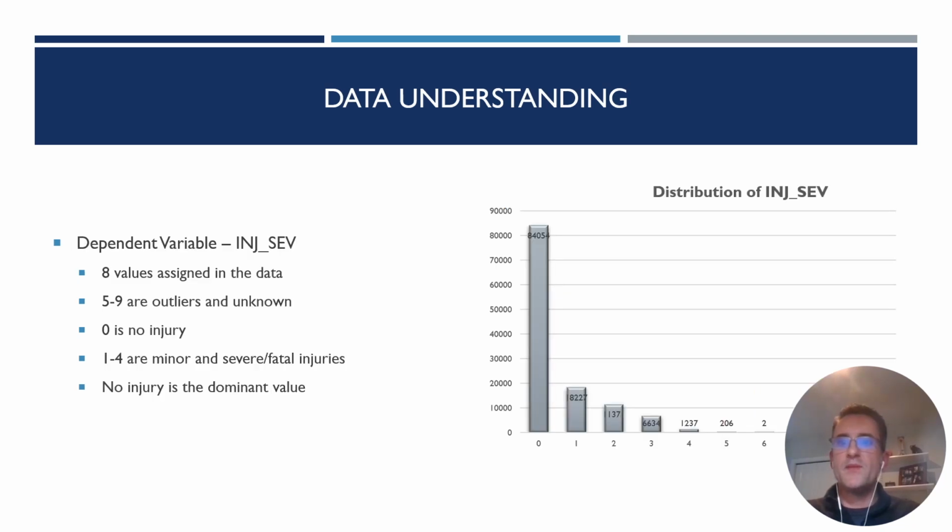We need to fully understand the dependent variable, injury severity. We need to understand what patterns we're going to ask the models to look for, and ask the question, how should we treat this variable to maximize our results? This distribution of values in the injury severity variable shows that the no injury value is by far the dominant value in the set. Values 1 through 4 are the values that we're going to look closely at because they include the minor and severe or fatal injuries. And then values 5 through 9 are considered outliers or unknowns, and we will probably exclude those from our final data.